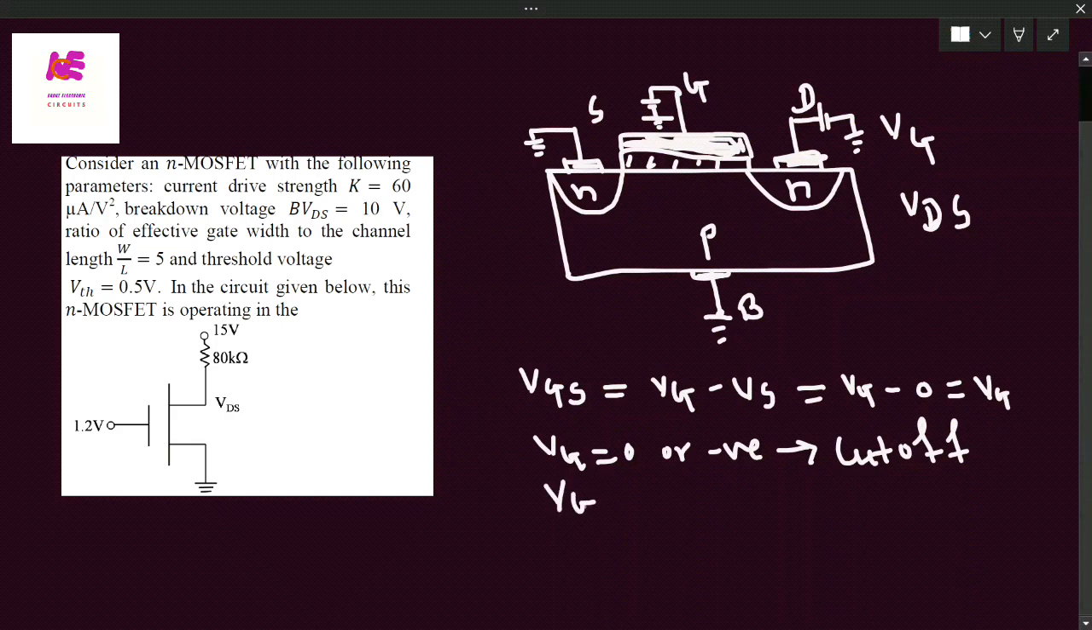So if you are going to increase the gate voltage, what happens here? This is P type material, which means that the holes are majority carriers, and this is N type material, which means that the electrons are majority carriers. This is also N type material, which means that the electrons are majority carriers.